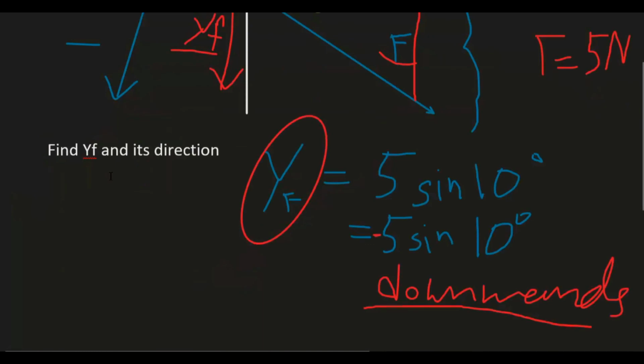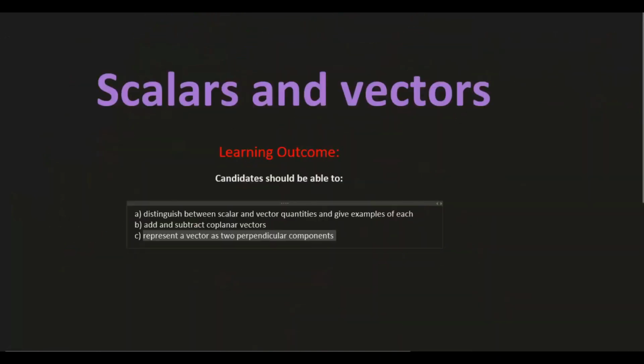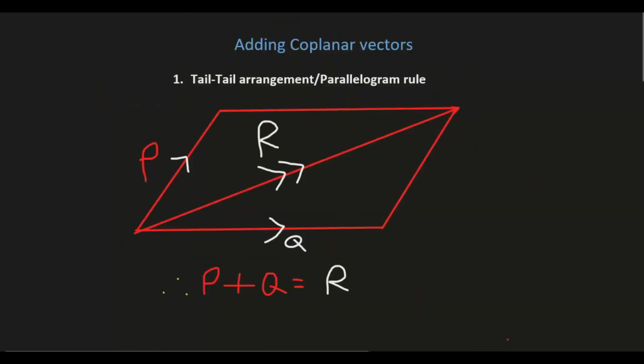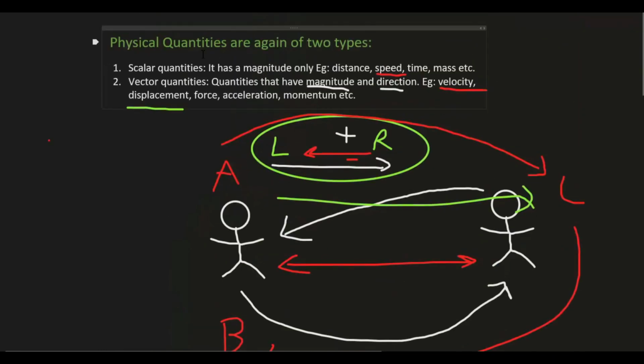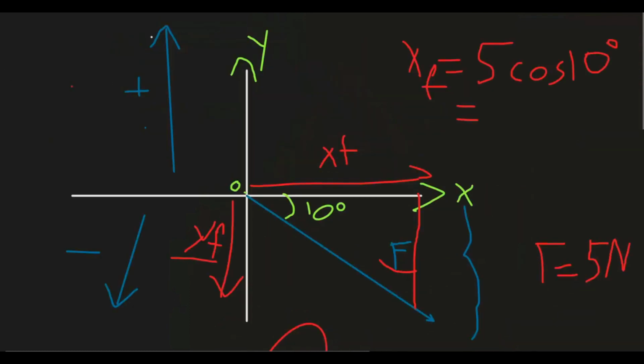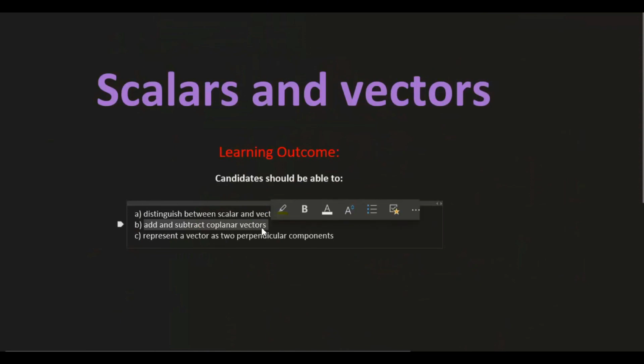Alright, so I think that's the end of this lesson. Let's see if we understand the learning outcomes. First one, distinguish between scalar and vector quantities. We know that scalar has a magnitude only and vector has a magnitude and a direction. And then we have add and subtract coplanar vectors that we did. And at last we represented a vector as two perpendicular components.